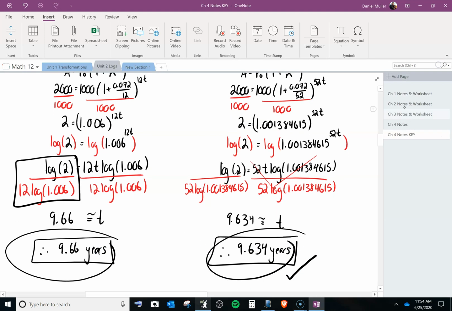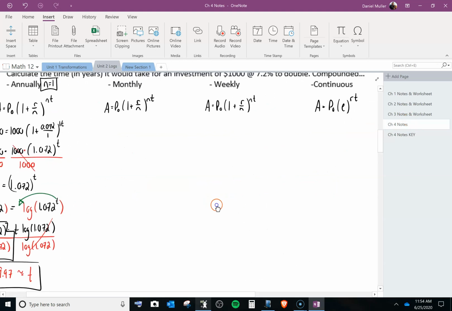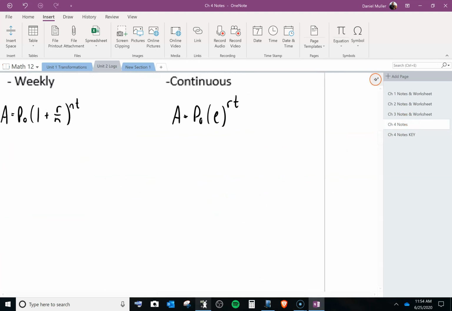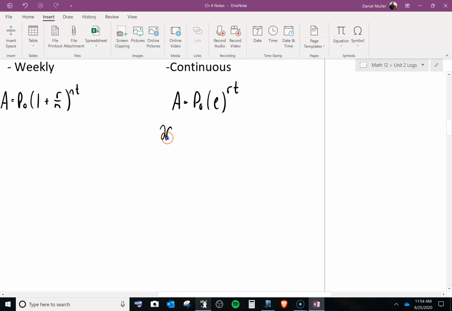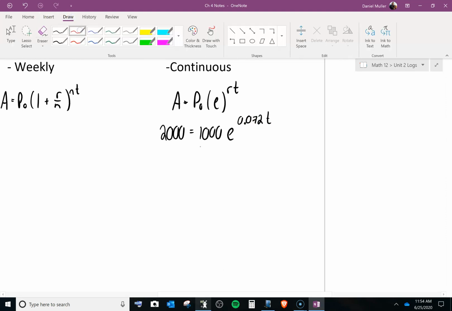Now for the last one, I don't mind doing that one. So we're going to do the same thing. We're going to do 2,000, and we're going to do 1,000, and we have e to the 0.072t. That's our rate. Now, like we've done, I think this is the 4th time, the very first thing you do is you're going to divide over that 1,000, and you're going to get that 2, because it's twice as much.